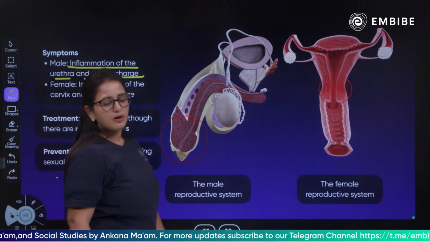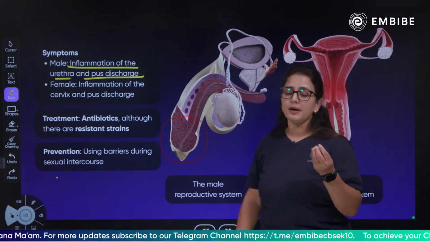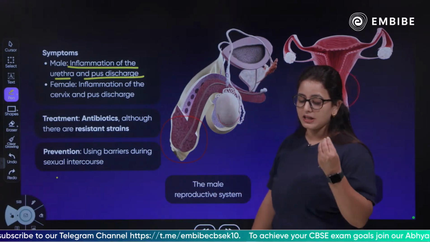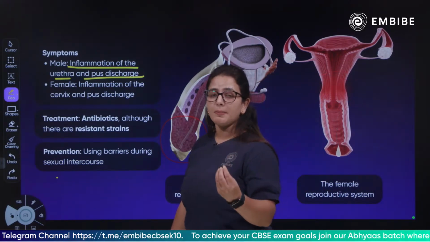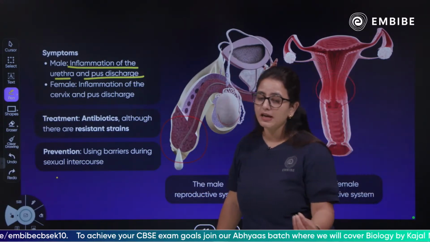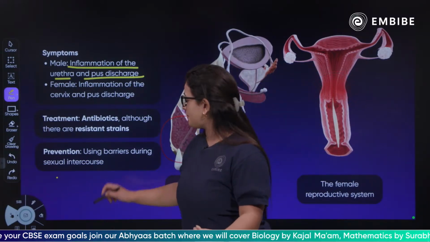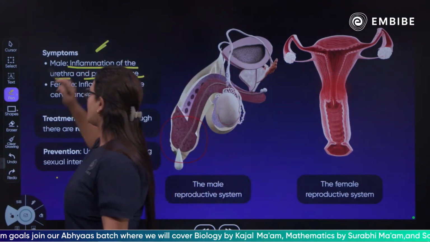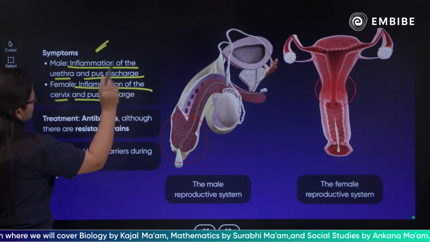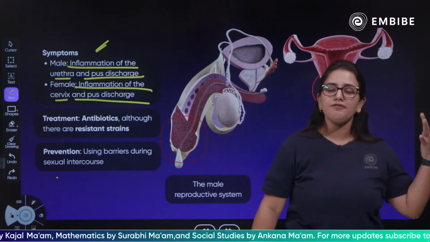Yes, in the male, when the genitals are infected by this bacteria, उससे क्या होगा? पस डिस्चार्ज होने लगेगा और इन्फ्लेमेशन होगा in the urethra. Since you know that's a common passage for the seminal fluid and of course the urine to pass, it is going to inflame the urethra and have a pus discharge. This is a symptom of gonorrhea. And in the female, again, there is an inflammation of the cervix and pus discharge. These are the symptoms in the male and female reproductive system.